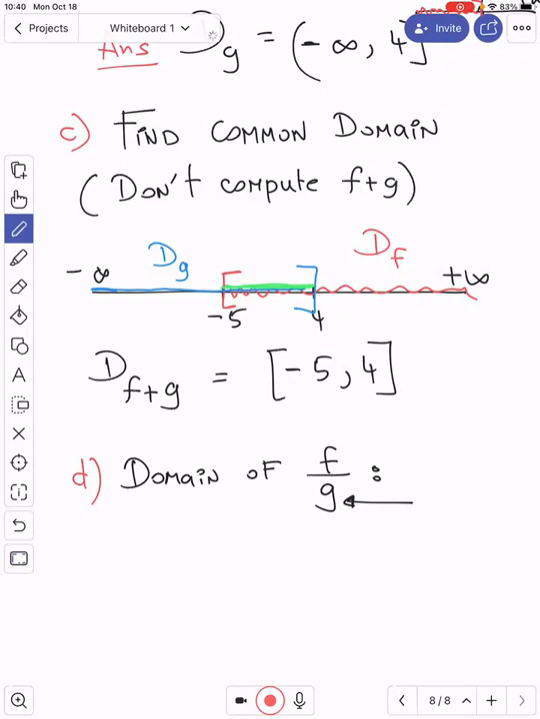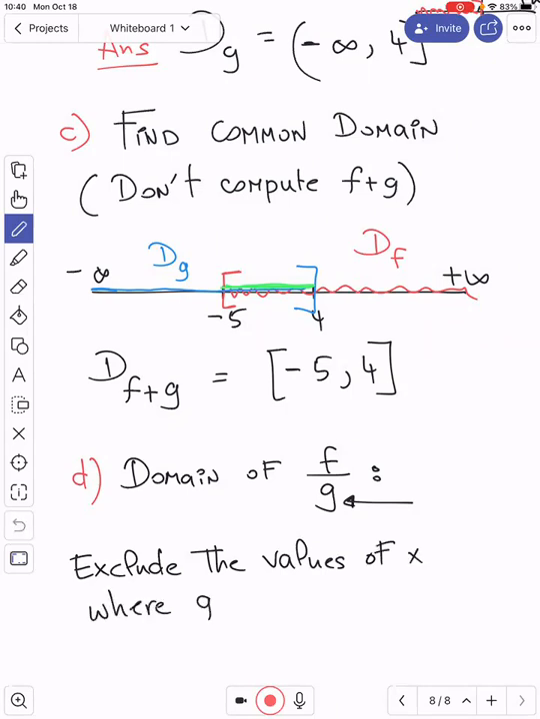All right. I was saying, because we are dividing by g, we need to exclude the values where g of x is 0, because we are not allowed to divide by 0. So we need to exclude the values of x where g of x is 0. And we need to exclude those values from the common domain.